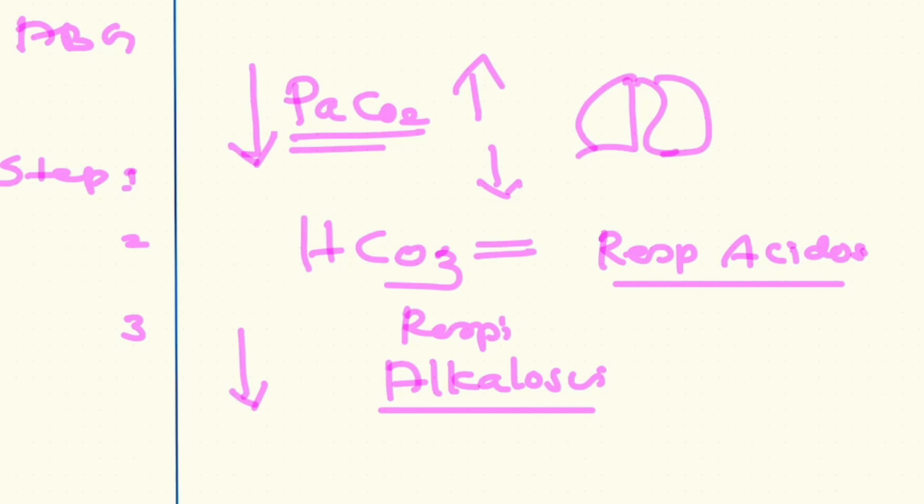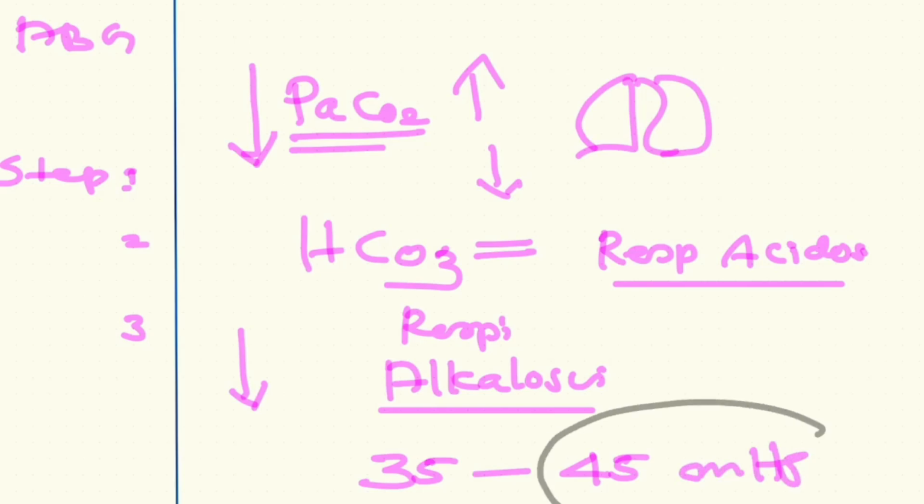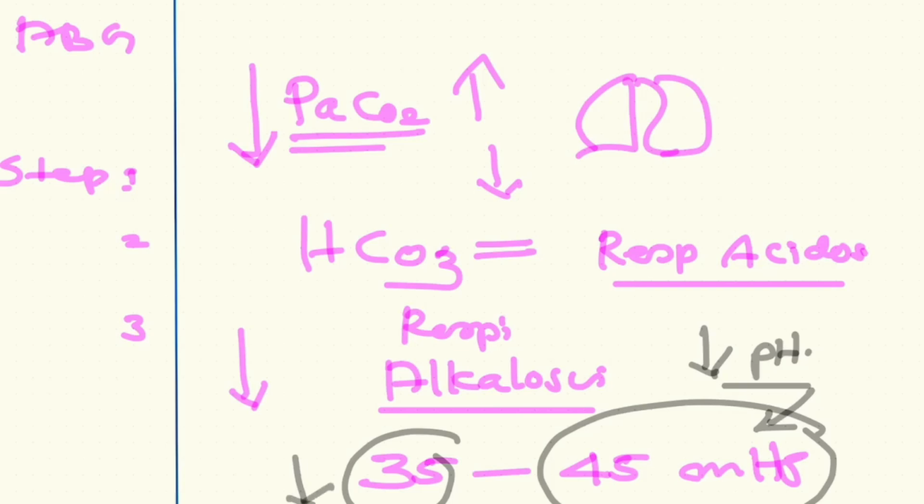And so we should know what is the normal value for the PaCO₂. Easy to remember, 35 to 45 millimeters of mercury. When the carbon dioxide is increasing, it produces a decrease in the pH, and it is a respiratory acidosis. When the carbon dioxide is decreasing, it causes an increase in the pH, and it is respiratory alkalosis. Hope this is clear to you. So we have understood what is respiratory acidosis, what is respiratory alkalosis.